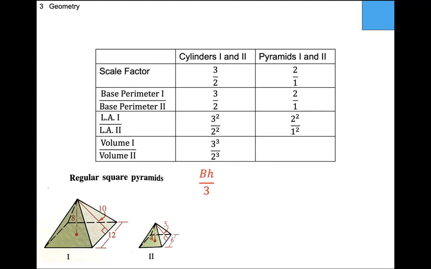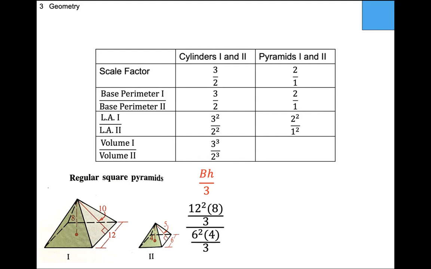And here we go. Volume, remember, is capital BH divided by 3. Remember, it's that pyramid. Take 3 regular pyramids, and it makes a cube. So 1 pyramid would be a cube divided by 3, and that was capital BH. Divide that by 3, and you get 1 pyramid. The base area of the big one would be 12 times 12, because it's a square. The height is 8. So you get 12 squared times 8 divided by 3, and on the small one, the base would be 6 squared, because the side is 6. The height is 4, divided by 3.